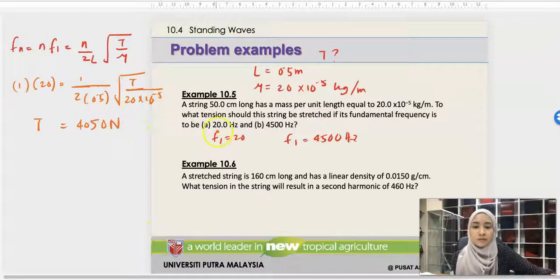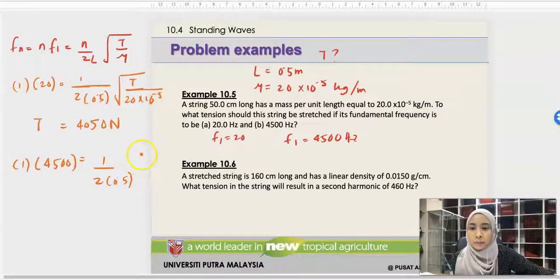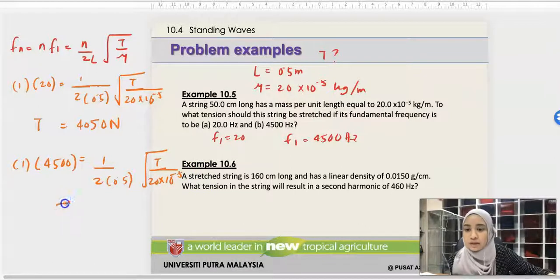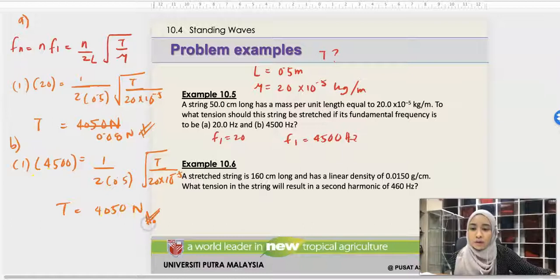So that's your first example. What if the fundamental frequency is 4,500? Okay, so 4,500 equals 1 over 2L. We know what L is. The length is not changing, so it should be straightforward. So T over 20 times 10 to the minus 5. Same thing, solve for T. So you get, sorry, this is not right, this is 0.08 Newton. This guy is 405 Newton. Okay, so that was an error on my part. So that is example 10.5. The tension should be 0.08 if the fundamental frequency is 20 Hz. So this is your A, this is your B. And the tension should be 4050 Newton if your fundamental frequency is 4,500.